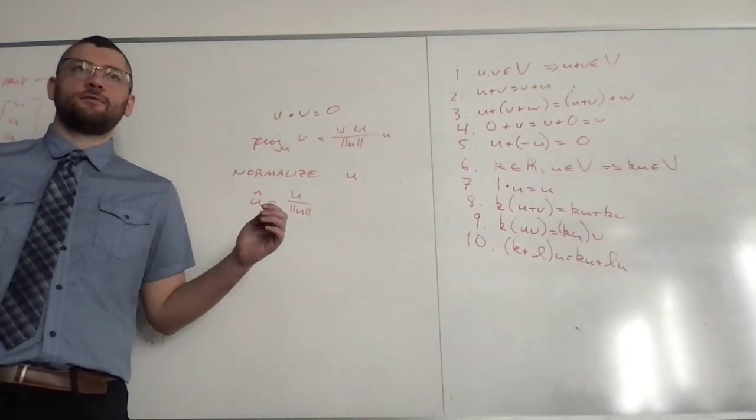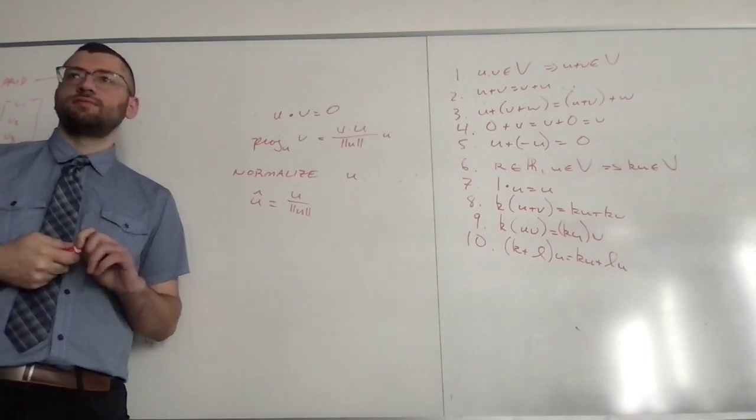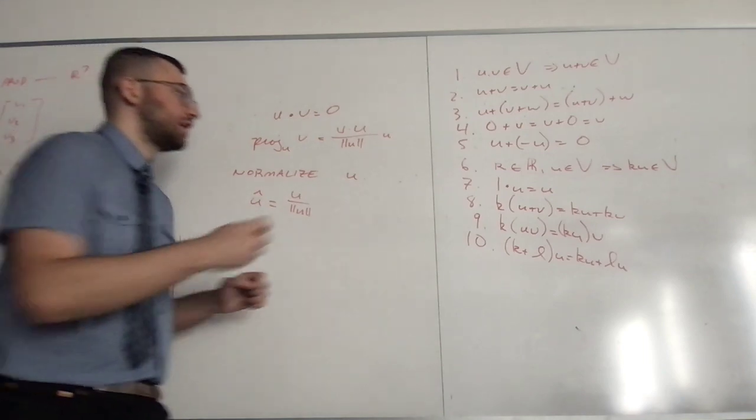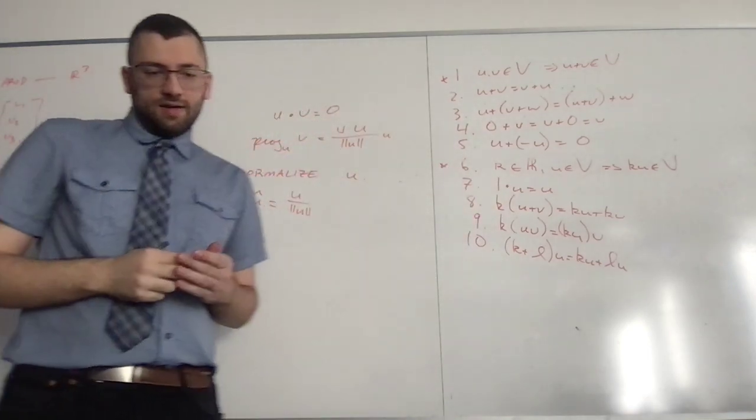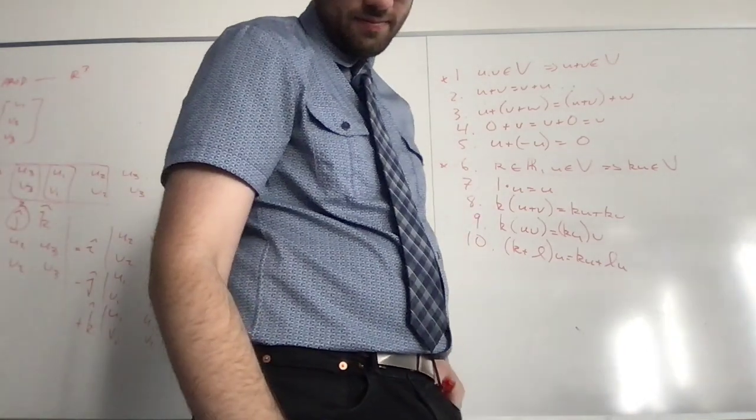Which two do I need to check for a subspace? 1 and 6. 1 and 6, right? Just the closures. Okay.